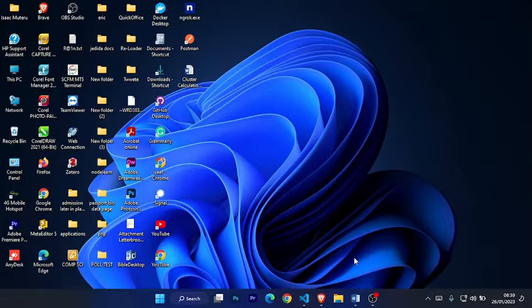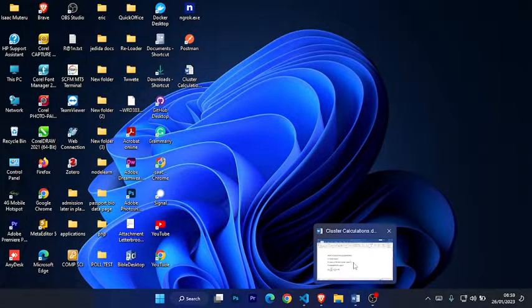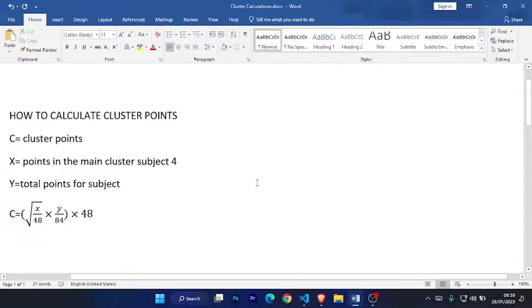So step number one, I'll be explaining how you get your cluster points. To get your cluster points, you will have to use this equation here. We'll have to use that C. The variables that I have used here: C is the total cluster points that you have. X is the points in the main cluster subjects. Now KUCCPS will show you the main cluster subjects. I'll be showing you later in this video how you know the 4 cluster subjects that are needed to pursue the course you want to take.